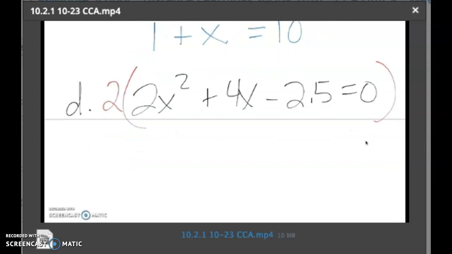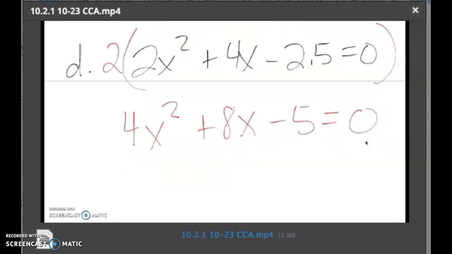And so I'm going to multiply every term by 2, so that gives me 4x squared plus 8x, and then negative 2.5 times 2 gives me minus 5. And so when I do that, now I have nice whole numbers, and it gives me a simpler problem to work with. And so now I can decide which method I want to use to solve this quadratic equation to find the roots. Okay, so make sure you go back through A, B, C, and D now that we've rewritten them in simpler equivalent forms, and go back through and solve for x.